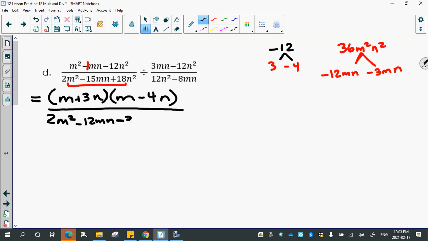Then my minus 3mn, and then my plus 18n squared. So that's only step 1, but as I'm going, I'm going to try to factor the numerator of the next fraction. Okay, so is there any factoring I can do in the numerator of the next one?